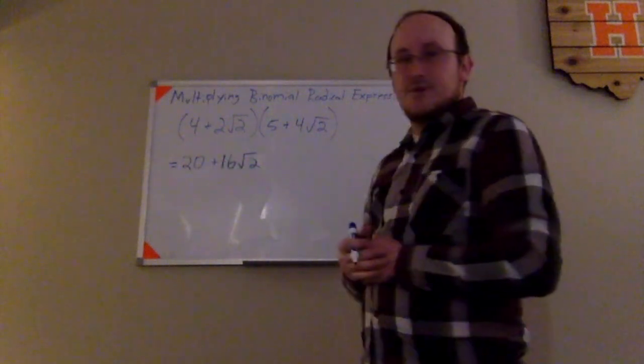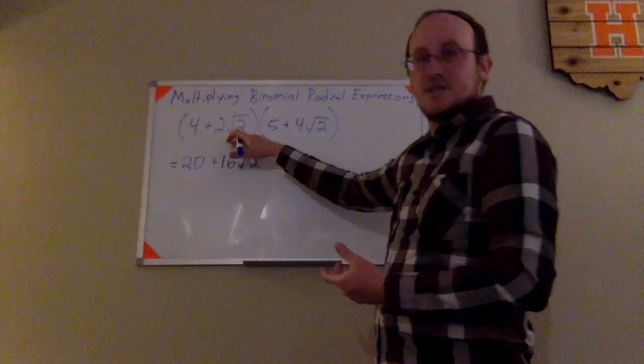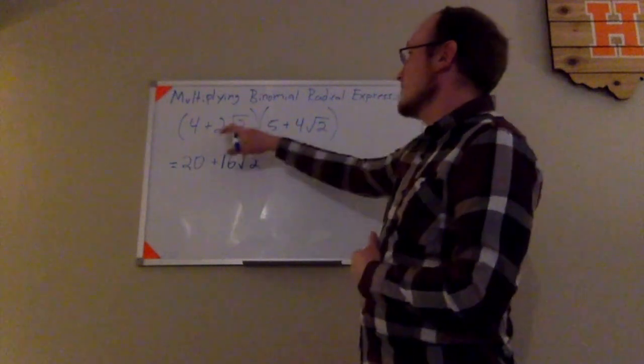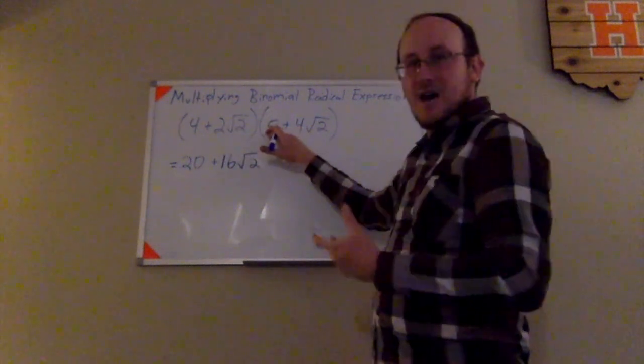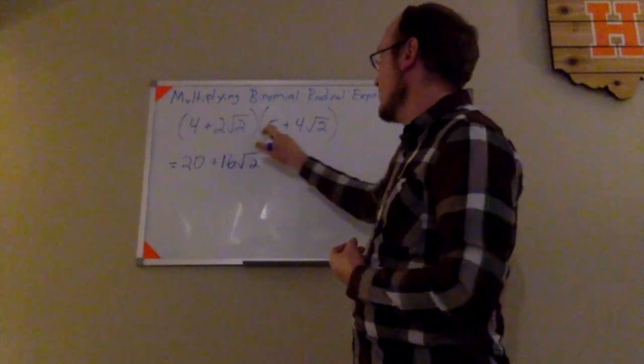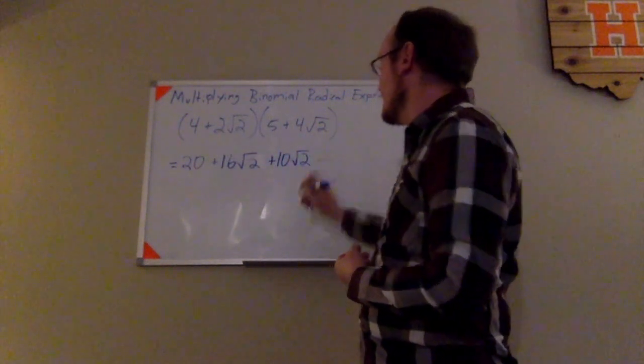I'm halfway through the distribution. Now I need to take the 2 square root of 2 from that first set of parentheses and distribute it into both things in the second set of parentheses. So 2 square root of 2 times this 5, I would multiply the two numbers together that are not under radicals, which would be this 2 with this 5, which would make 10 square root of 2.